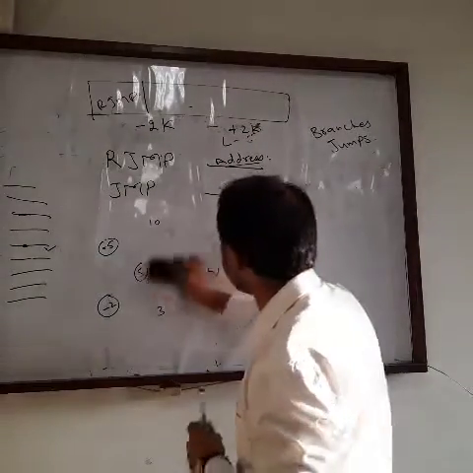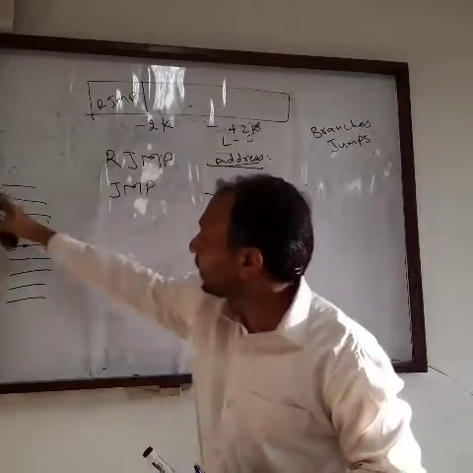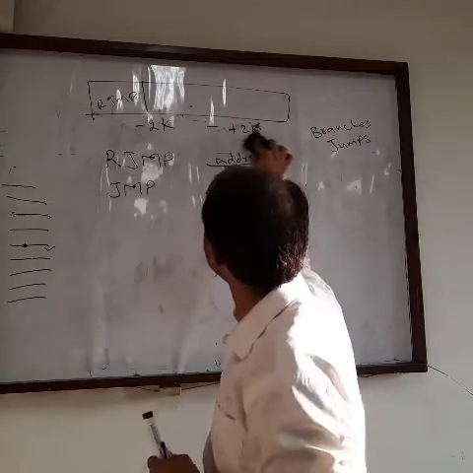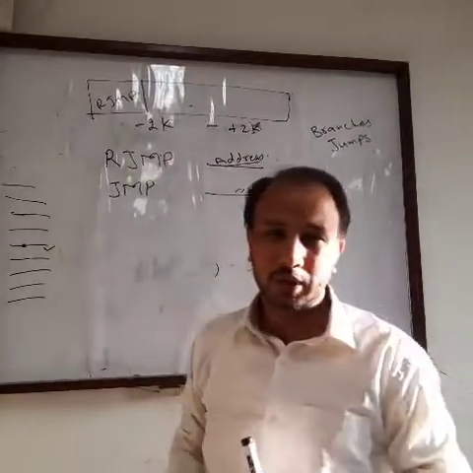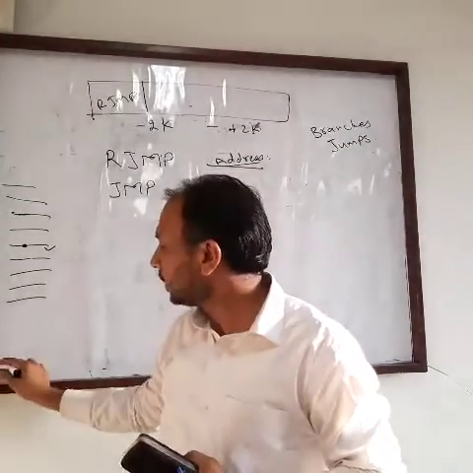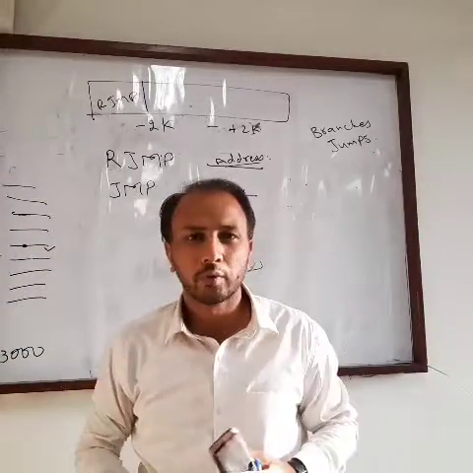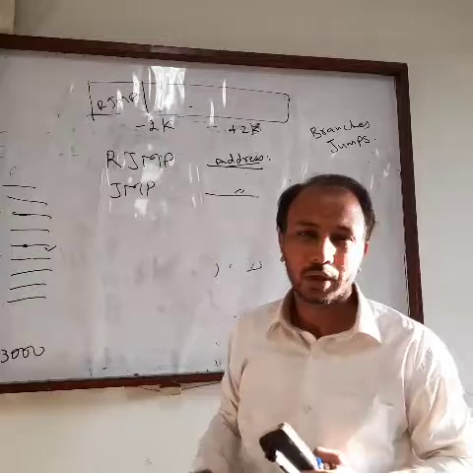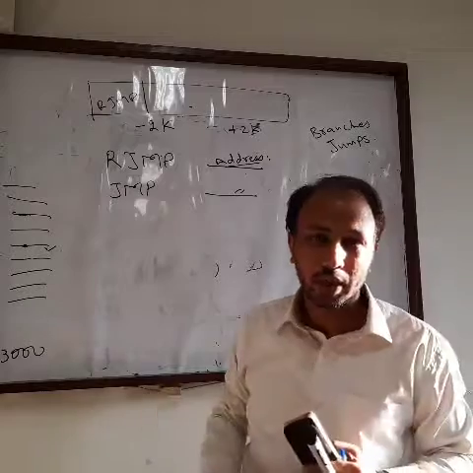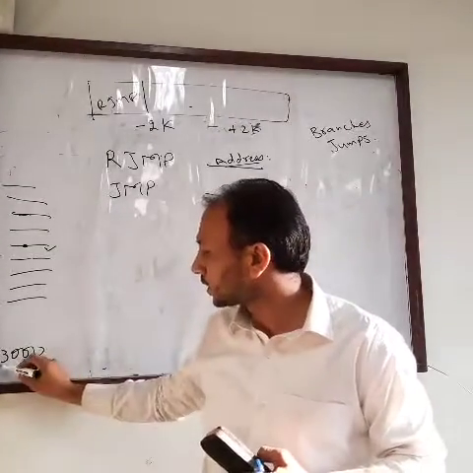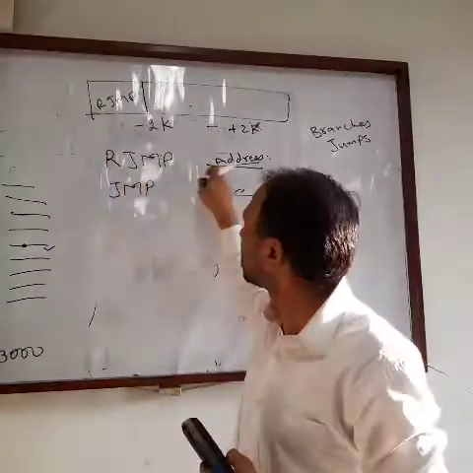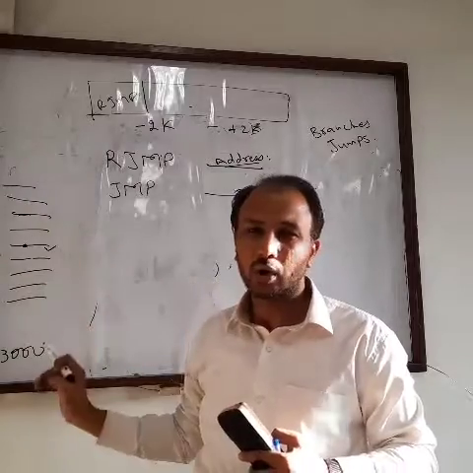So if your label where you want to jump is inside this address range, plus or minus 2k, then your RJMP will work. If, for example, you want to move from L0 to L3000, what will happen? This RJMP will not work. Why? Because your address is out of this boundary, that is 2k. Similarly, if you are at instruction 3000 and you want to go back to L0 and you say RJMP label L0, it will not work.